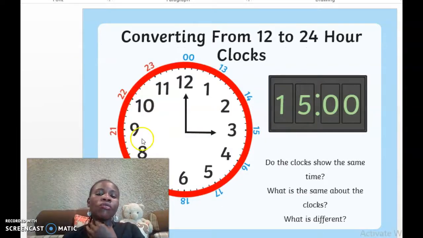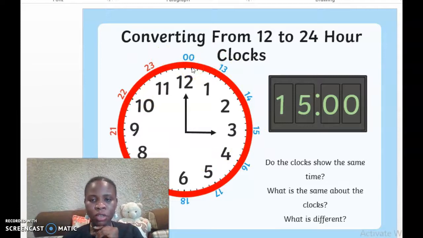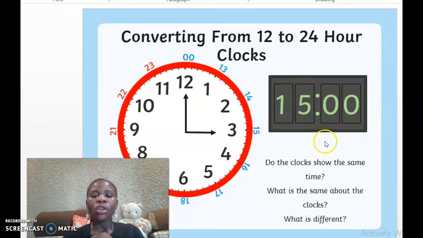So how do we convert from the 12-hour to 24-hour clocks? My clock is here. The numbers written from 1 to 12 are the 12-hour clock, and the numbers on the 24-hour clock start from 13 to 23. The 24 will be 0, 0. So 15, 0, 0. Can you check here?